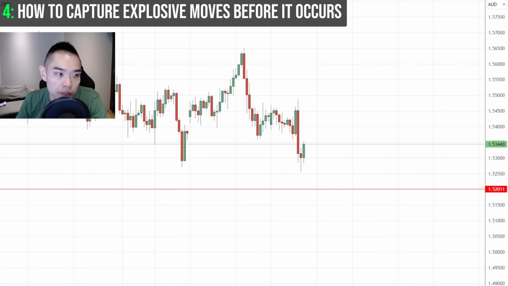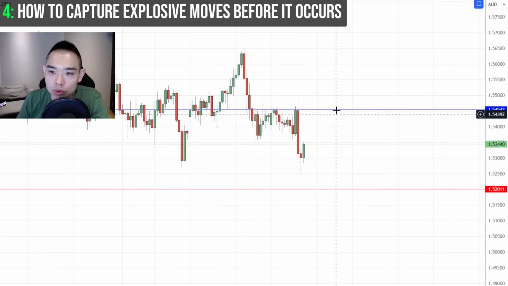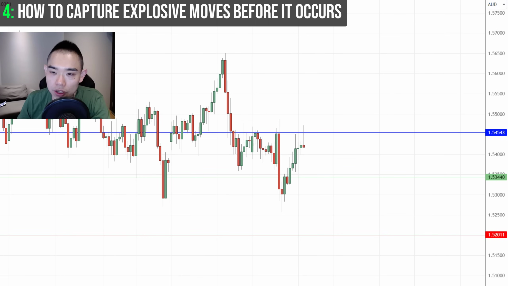So let's say for example, we buy one standard lot of Euro Aussie. We can take 0.5 lots, take profit on 0.5 lots just before this recent swing high. So let's say I just change this to blue. Okay, let's say if the market gets to this blue level, we exit half our position. So in this case, the market did eventually reach this blue level. We exit half of our position.